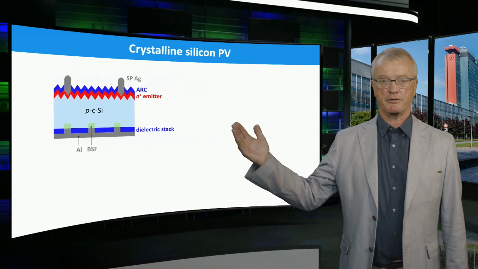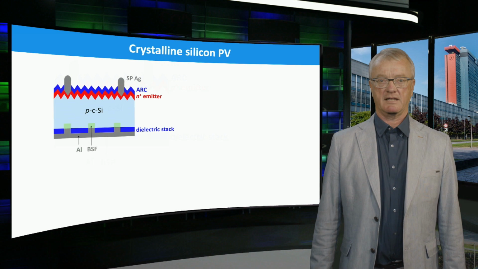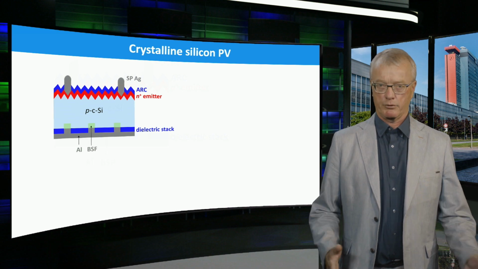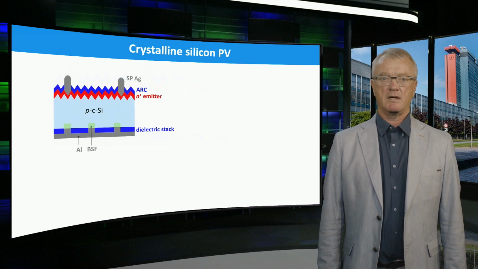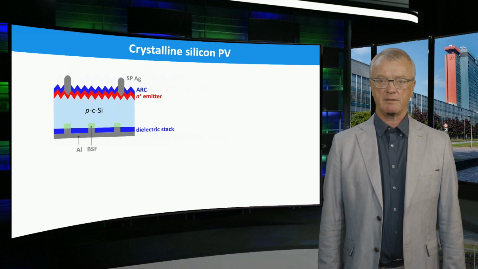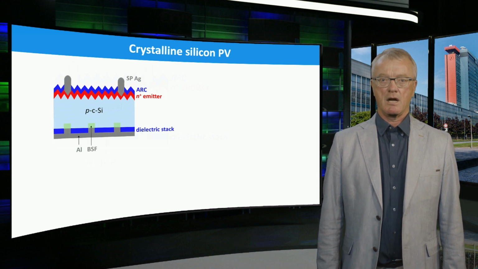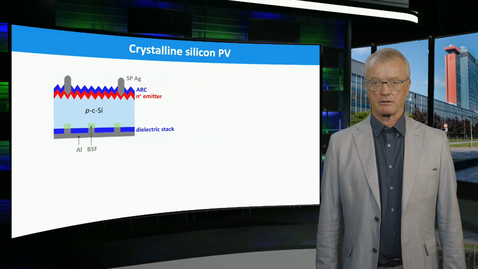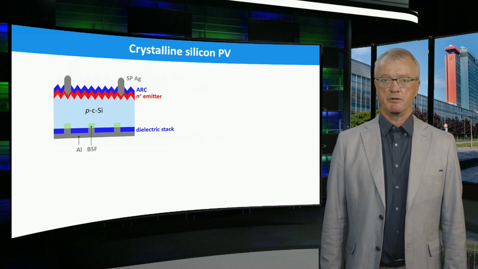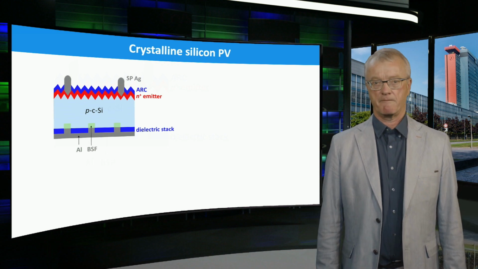Here we show a typical device structure of a passivating emitter and rear cell, or PERC for short. It represents the current mainstream industrial technology. More details about this technology can be found in textbooks, but also in our previous course.